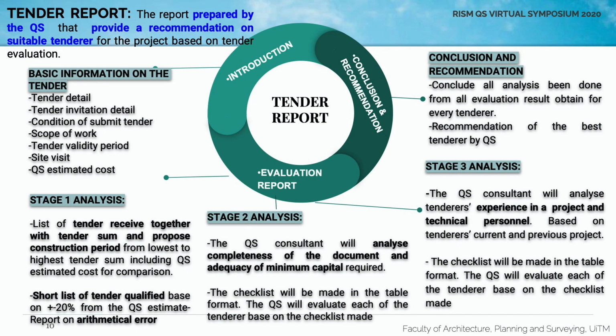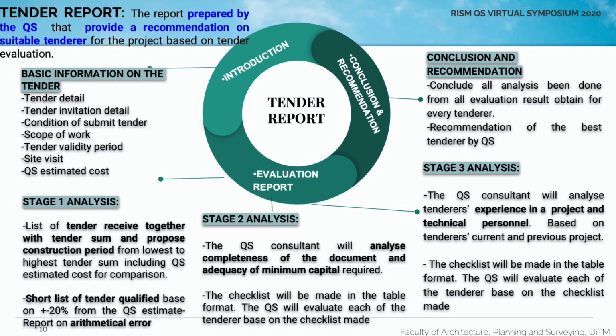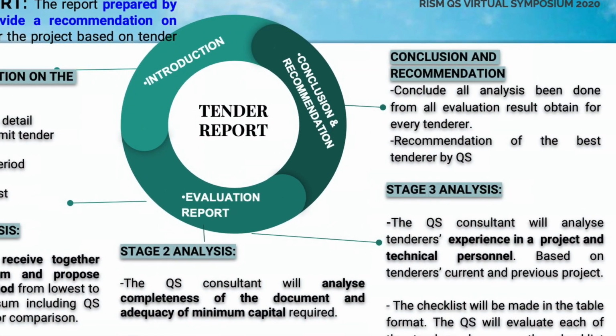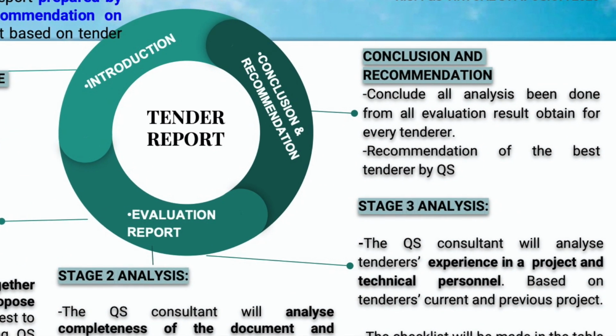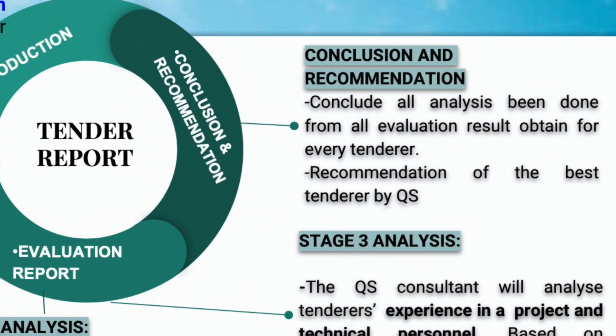The final step for the tender evaluation process is the tender report. QS will summarize and mention every evaluation that has been stated in the 3 stages. And QS will make a conclusion about each tender based on each of their capabilities and recommend 1 tender that is successful to the client. However, it is the client's choice whether or not to pick the tenders.